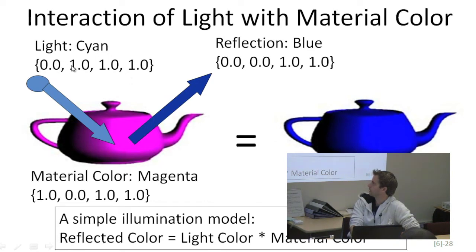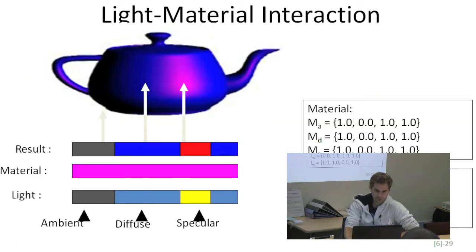Essentially, in a simple illumination model, the reflected color is equal to our light color, 0, 1, 1, 1, multiplied by the material color, 1, 0, 1, 1. We can see 0 times 1 is 0, 1 times 0 is 0, 1 times 1 is 1, and 1 times 1 is 1, so we end up with 0, 0, 1, 1, and this last 1 is just the alpha value of the light. If we just look at this as red, green, and blue, now we've just got the blue color, whereas before we had some red, some blue. Right. That's color subtraction.